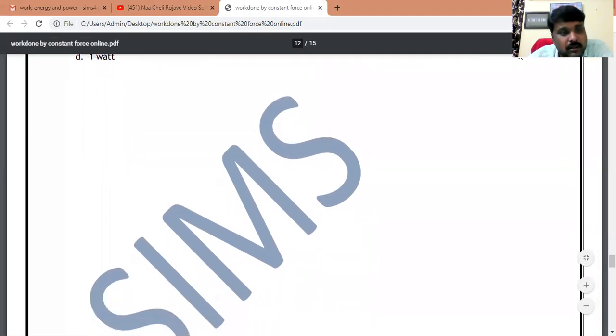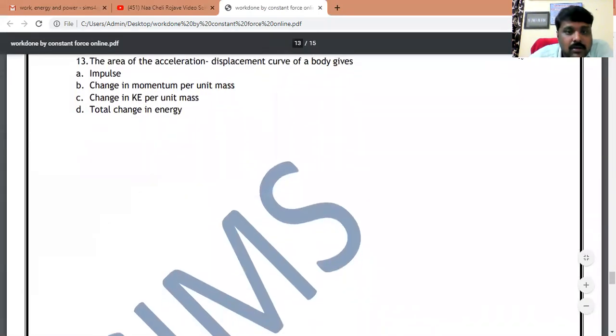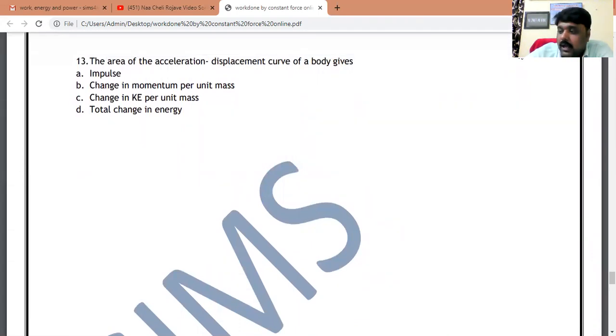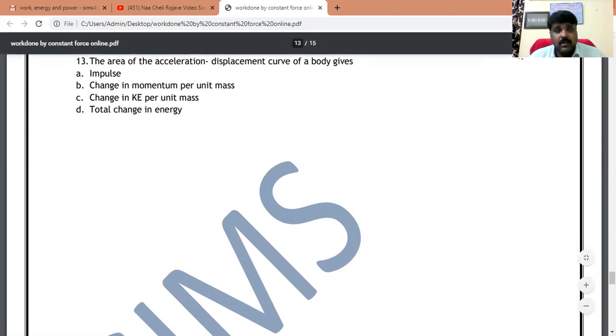Next one, here we have: the area of the acceleration displacement curve of a body gives. First option we are given is impulse. Second option, change in momentum per unit mass. Third option, change in kinetic energy per unit mass. Fourth option, total change in energy.